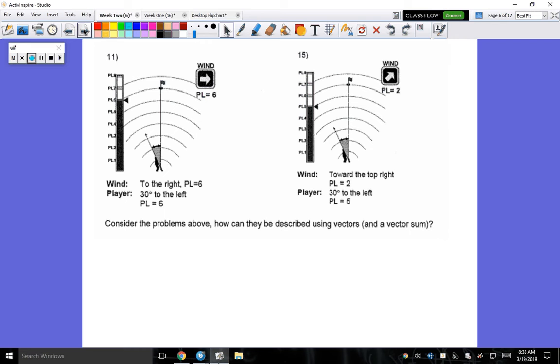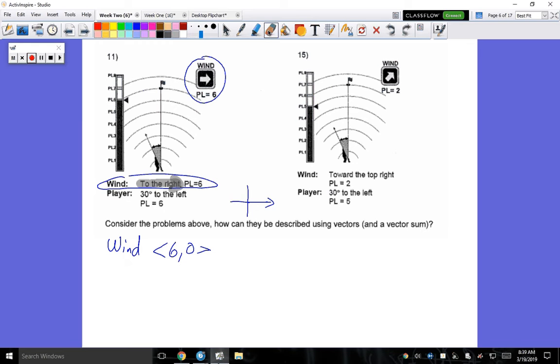Now, let's not have the wind go straight up and down or left or right. We're going to have it at different angles and whatnot. So let's say we have a wind that's going to the right with a power level of 6. Notice the arrow on this gauge. So I can already write that the wind is going to have a 6, 0 component vector because of the way that it's traveling to the right. Think of it like this: if I'm traveling on an x-axis straight to the right, the only thing that's changing is the x component. Now I have 30 degrees to the left.